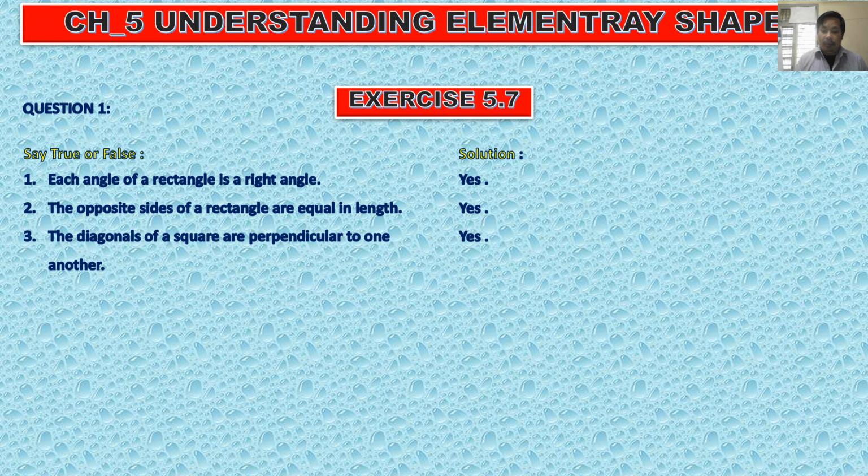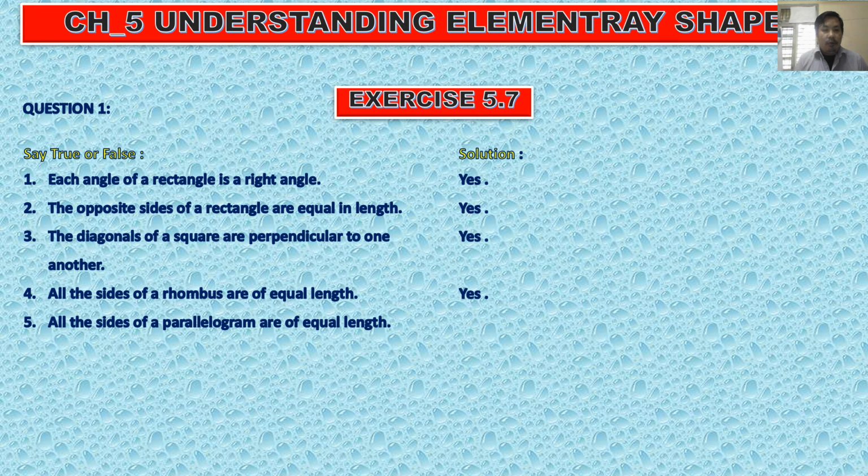Now next we have question number 4: all the sides of a rhombus are of equal length. Yes, the rhombus and the square have the same property, that all the sides are equal, isn't it? Yes, this also is yes.